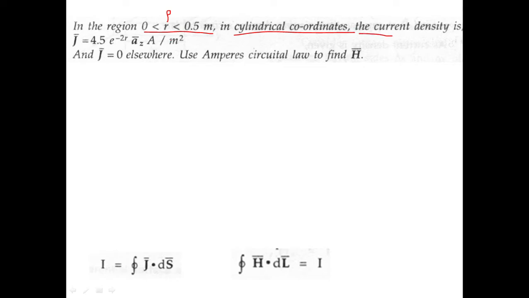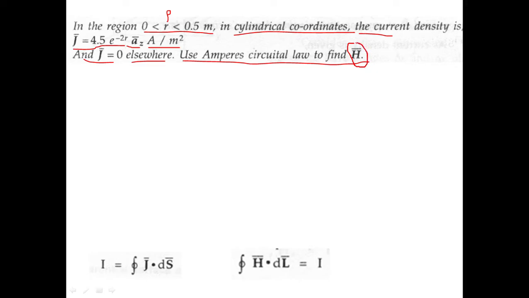The current density J vector is equal to 4.5 e to the power minus 2r Az cap ampere per meter square, and J is equal to 0 elsewhere. Okay. Use Ampere circuital law to find H vector. Now what is given and what you have to find? They have given some region R between 0 to 0.5, that is okay, right? Rho between 0 to 0.5. Now you have to find H vector.